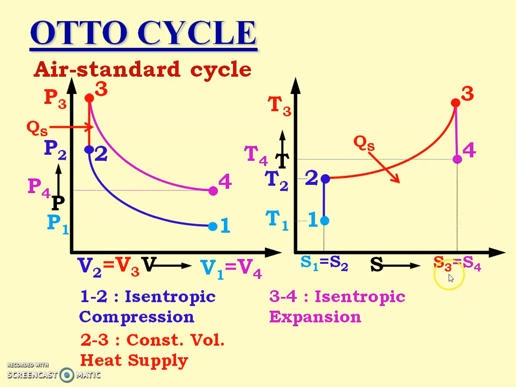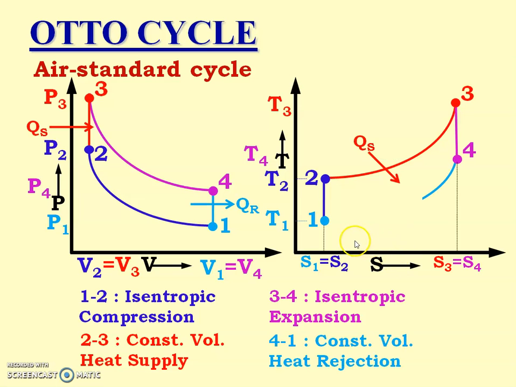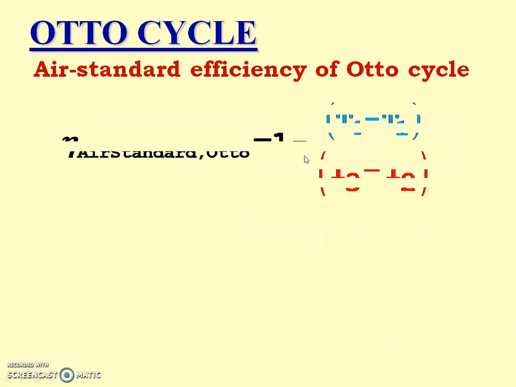Entropy remains constant, so S3 is equal to S4. And last one is 4-1, constant volume heat rejection, that is vertical line on PV diagram and curve on TS diagram. So this is the PV diagram and TS diagram for the Otto cycle.